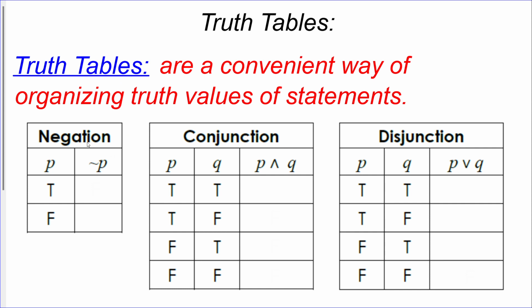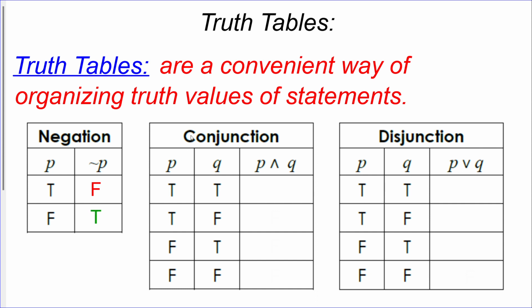So for a negation, if we have our original statement and the negation of our statement, we can assume that our statement is either true or false. If our statement is true, the negation of our statement would be false. Similarly, if our original statement was false, the negation of that statement would be true.